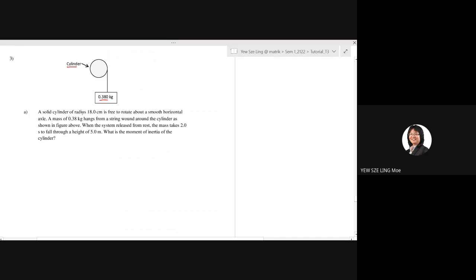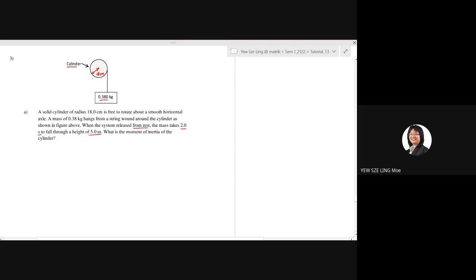So a solid cylinder of radius 18 cm. So you have this one. The radius is 18 cm, and it's free to rotate about a smooth horizontal axle. A mass of 0.8 kg hangs from a string wound around the cylinder as shown in the figure above. When the system is released from rest, the mass takes 2 seconds to fall through a height of 5 meters. What is the moment of inertia of the cylinder?